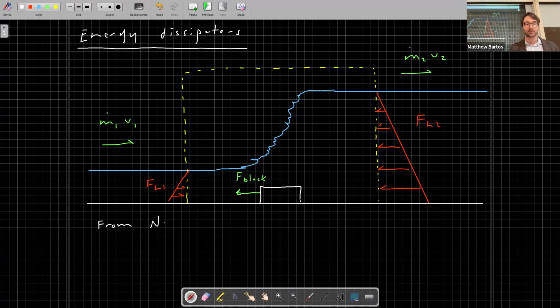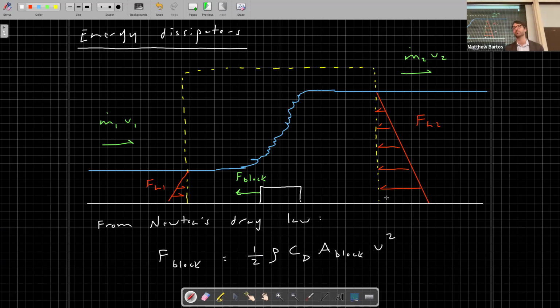So from Newton's drag law, we have that the force exerted by the block on the fluid is equal to the force exerted by the fluid on the block. That's going to be given by 1/2 times the density of the fluid times our drag coefficient times the area of the block's face times the velocity of the fluid squared. And I'm going to use the velocity at the upstream side, u1, as our velocity here.